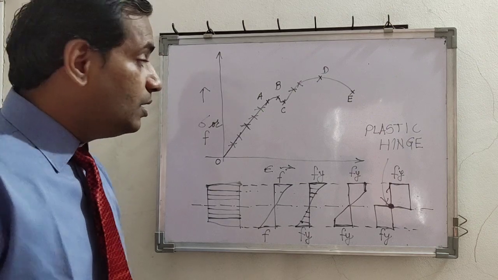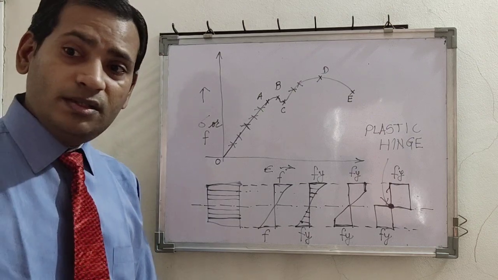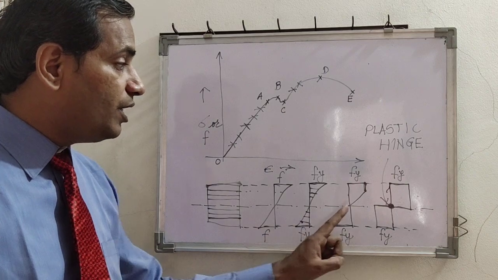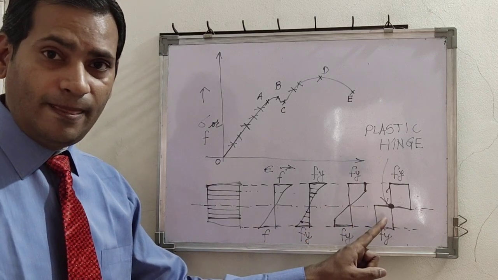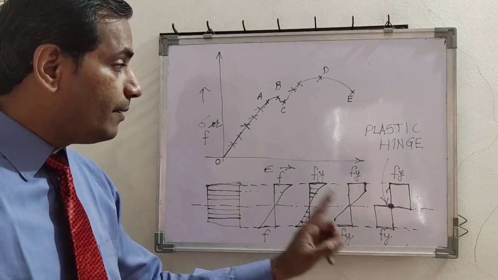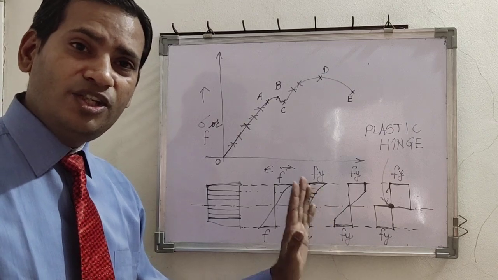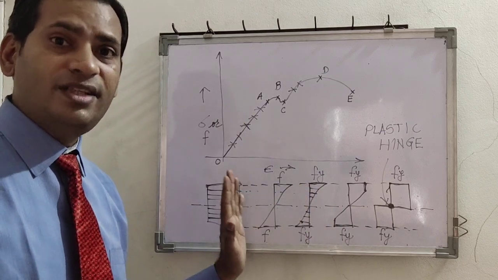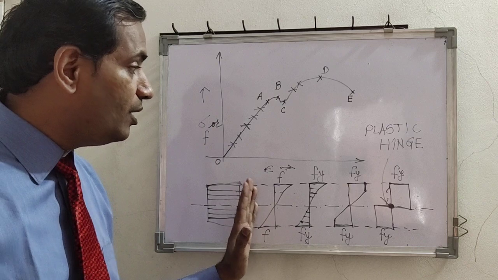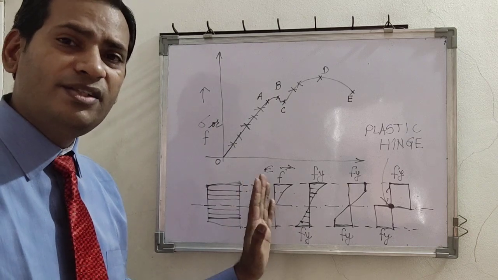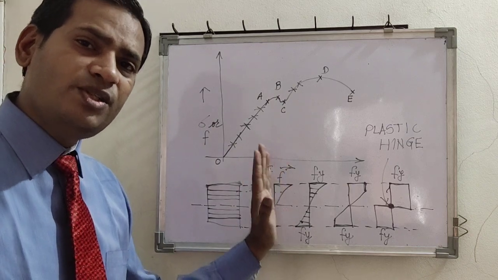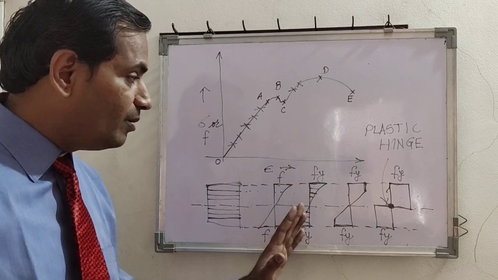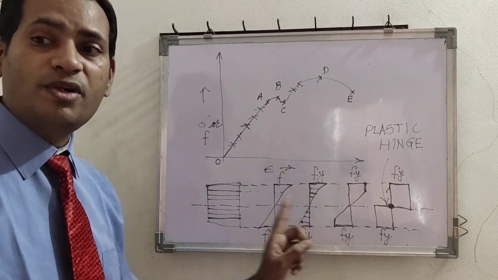That is, we have to find out the increased capacity of the section. Please remember, capacity of a plastic section is more than that of an elastic section. But it is true in case of only mild steel material or in case of steel material. Brittle materials cannot have this property.